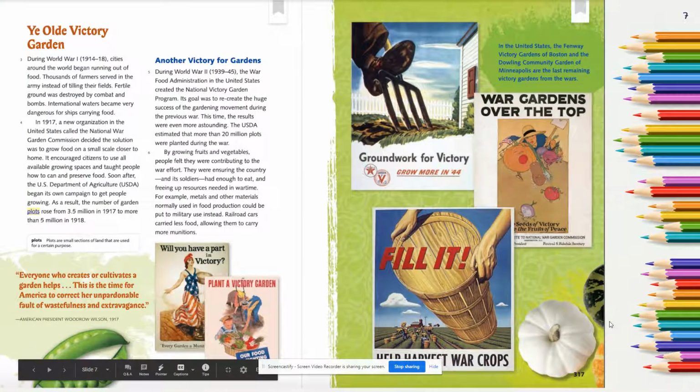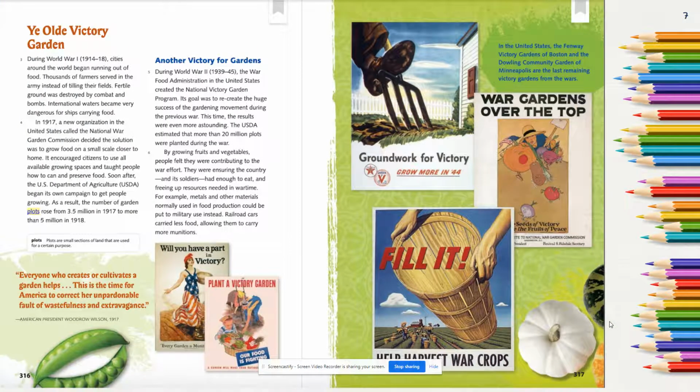Ye Old Victory Garden. During World War I, 1914 to 1918, cities around the world began running out of food. Thousands of farmers served in the army instead of tilling their fields. Fertile ground was destroyed by combat and bombs. International waters became very dangerous for ships carrying food.